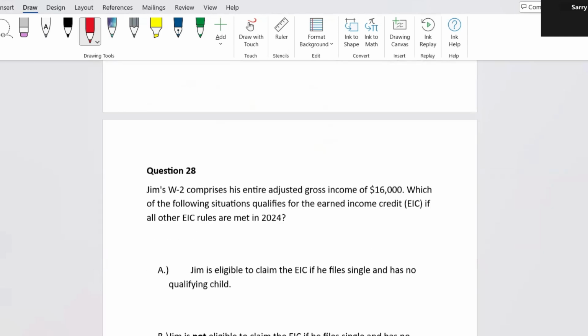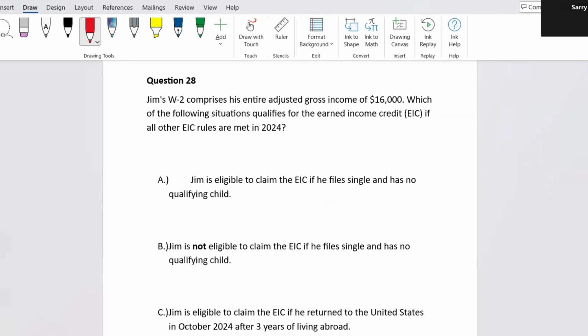Okay, question 28. Jim's W-2 comprises his AGI of $16,000. Which of the following situations qualifies for the EIC if all other EIC rules are met in 2024? So it's asking you essentially, could he qualify for the EIC? Jim is eligible to claim the EIC if he files single and has no qualifying child. Potentially, let's put a hold on this one.